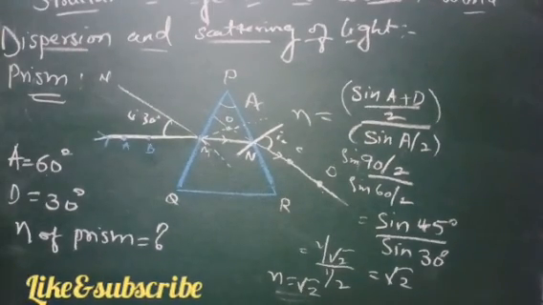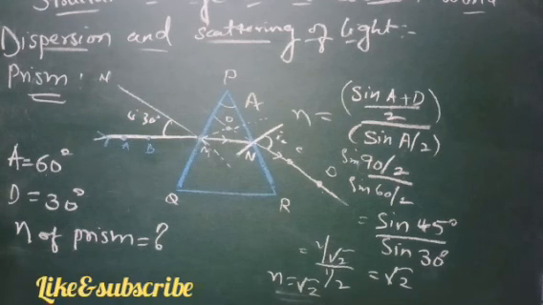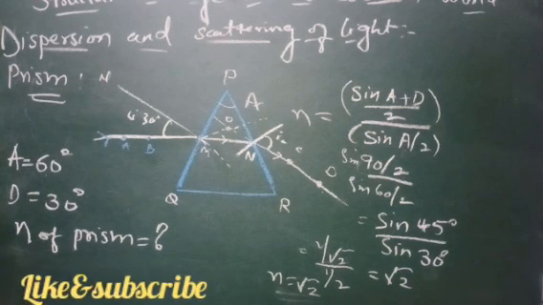So with this we end today's class. We have learned about the prism activity. In the next class we will learn about dispersion of light. So thank you.